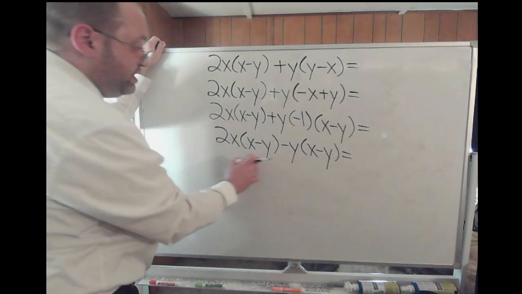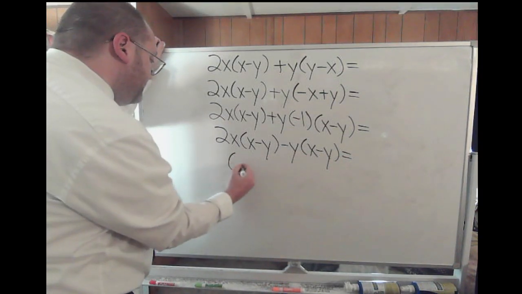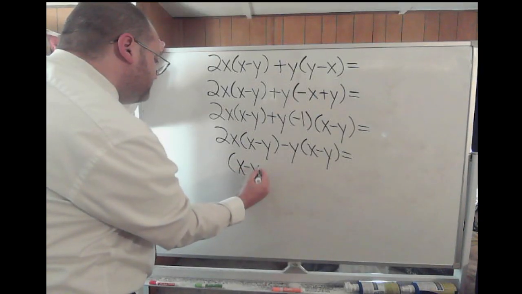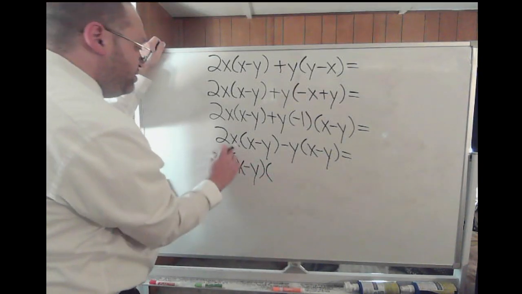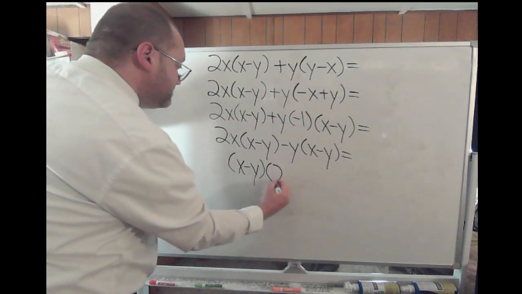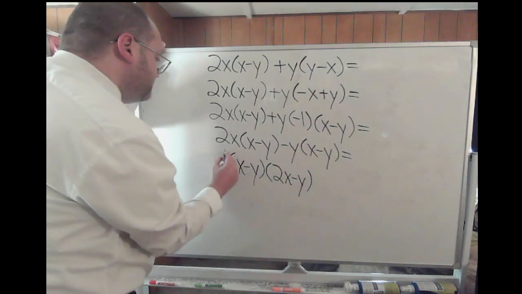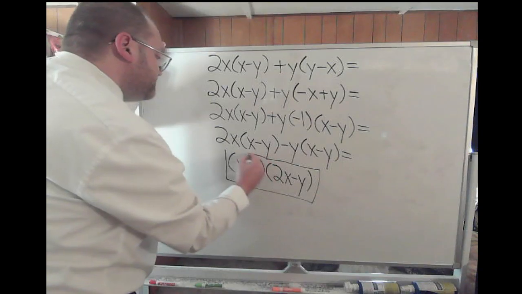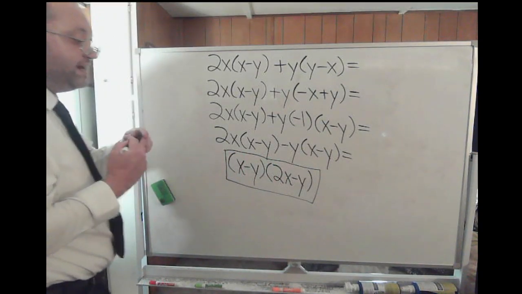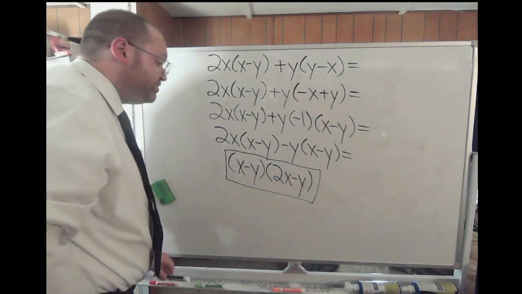Now we have two common factors of x minus y, so you could factor that out. You'll have that times the quantity what's left of 2x minus y. So the answer you should get for the factors of this problem would be the quantity of x minus y times the quantity of 2x minus y.